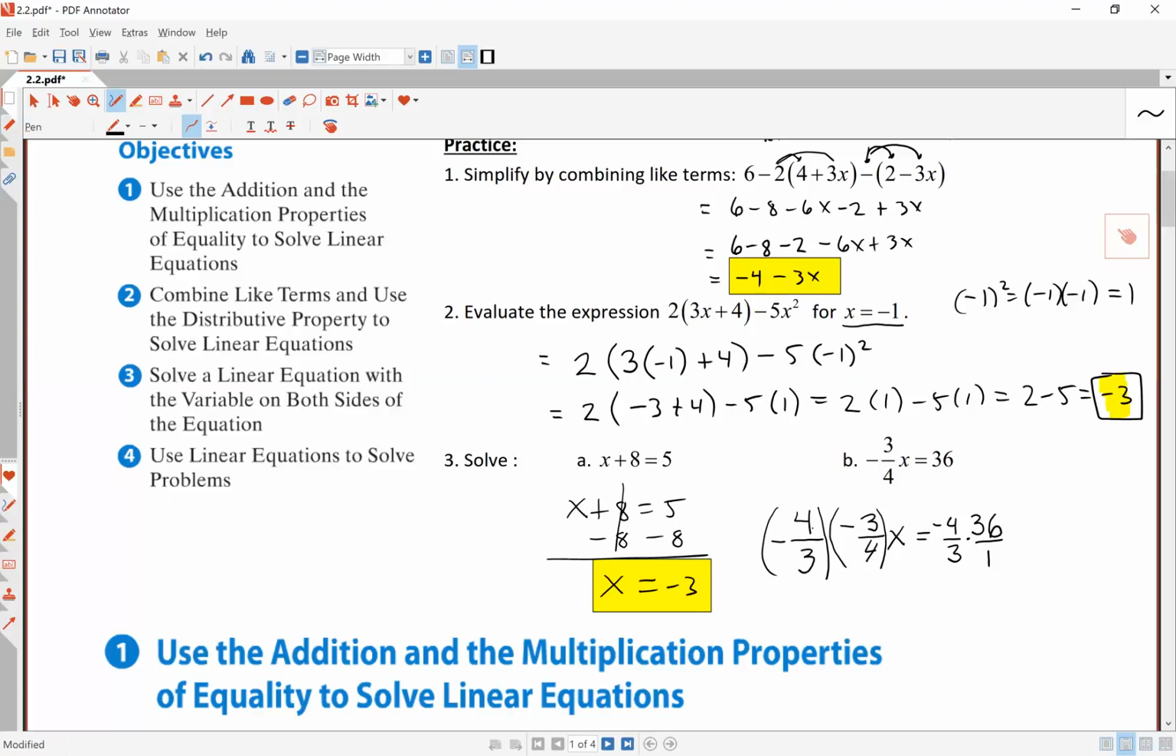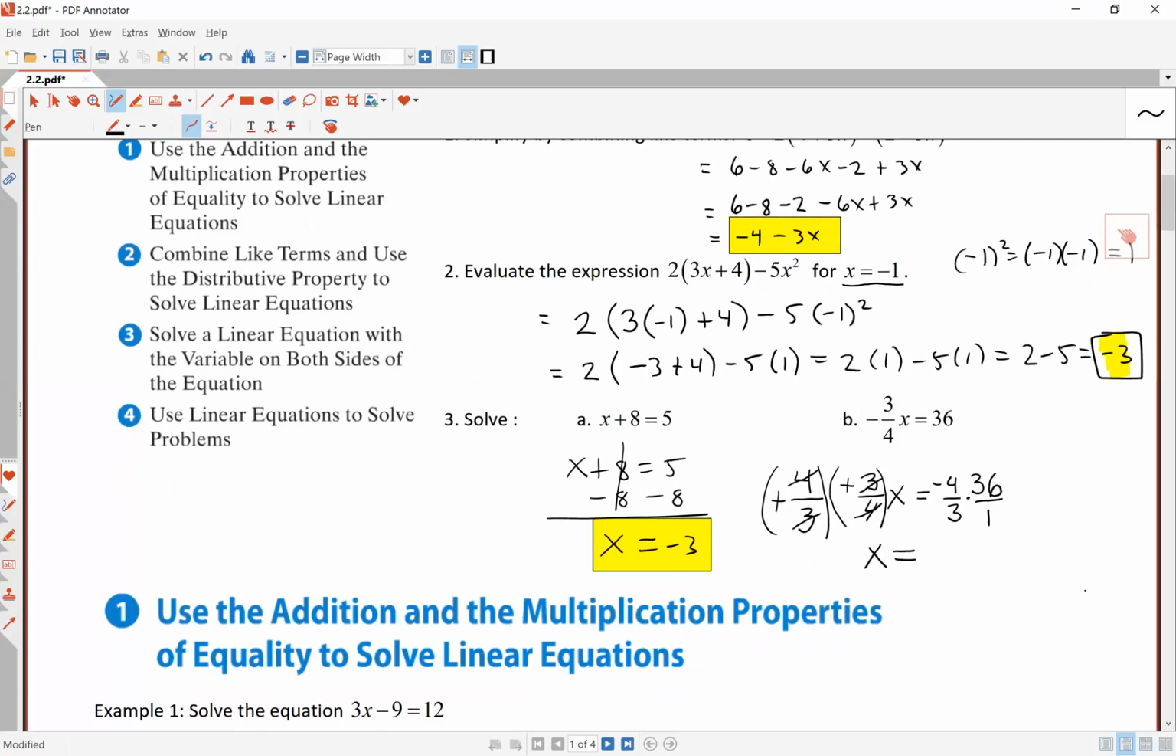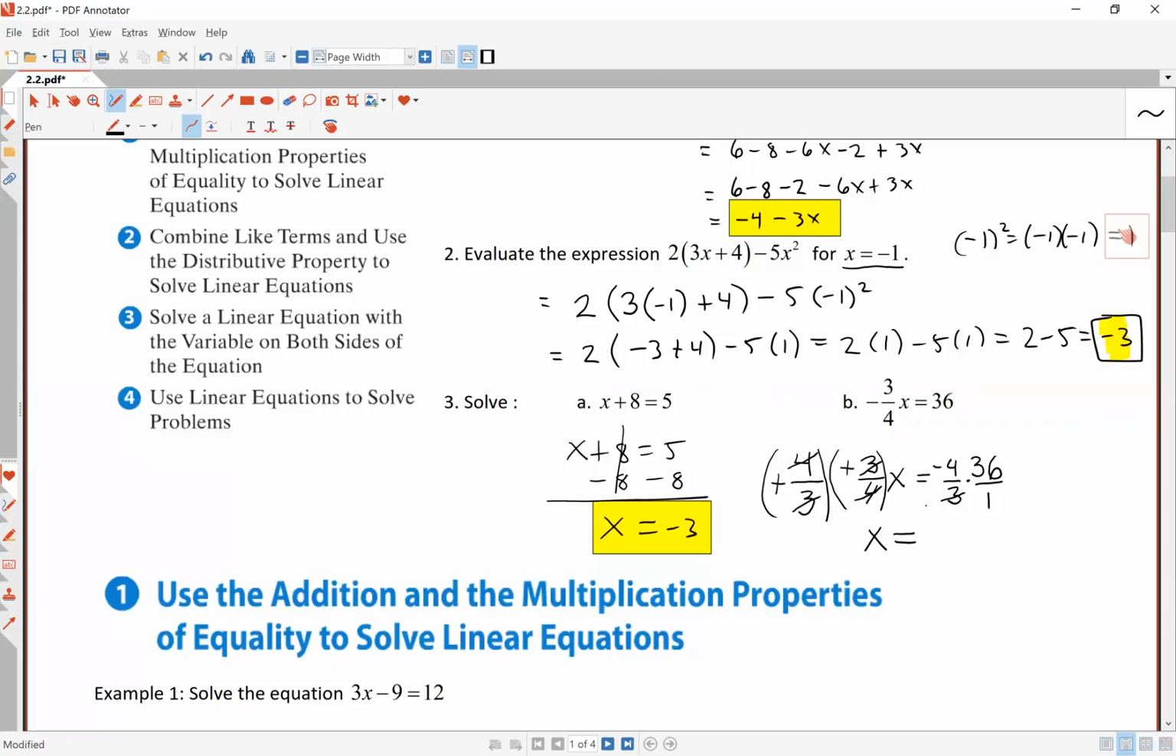The reason we multiplied by the reciprocal is because now the 4 on the top cancels the 4 on the bottom, the 3 on the bottom cancels the 3 on the top, and the negatives cancel each other out, and we're just left with x. Now we have negative 4/3 times 36. 3 goes into 3 once and into 36 12 times, and we're left with negative 4 times 12, which is negative 48.